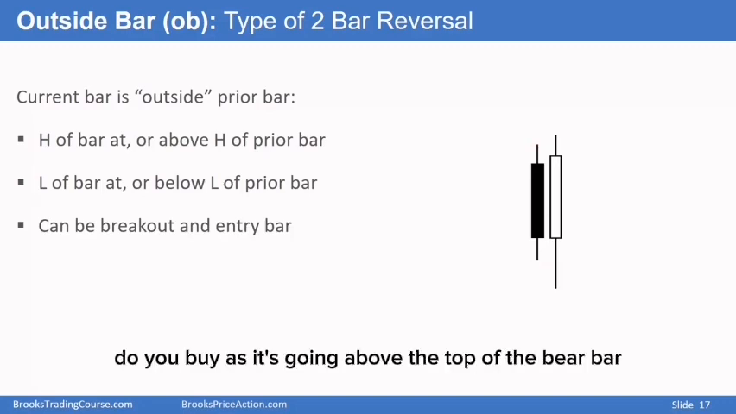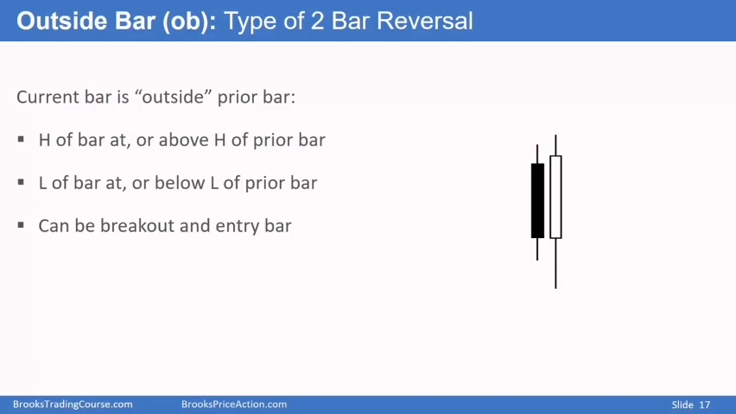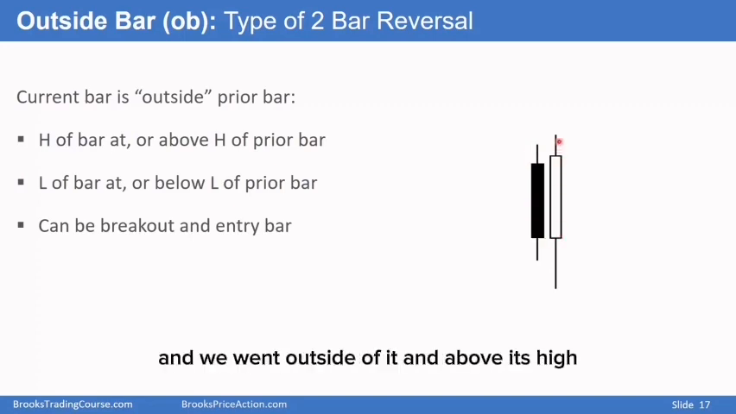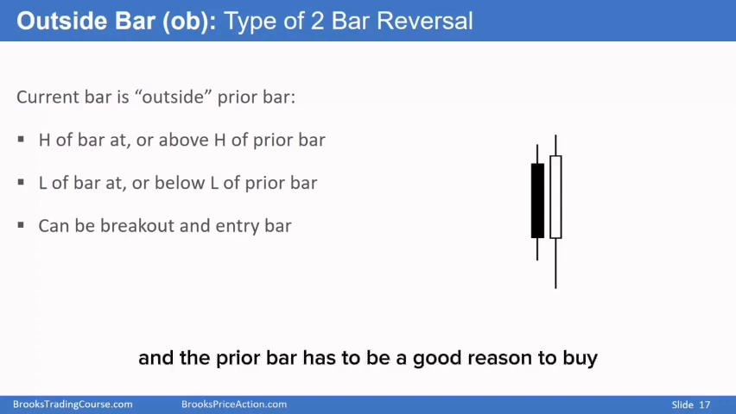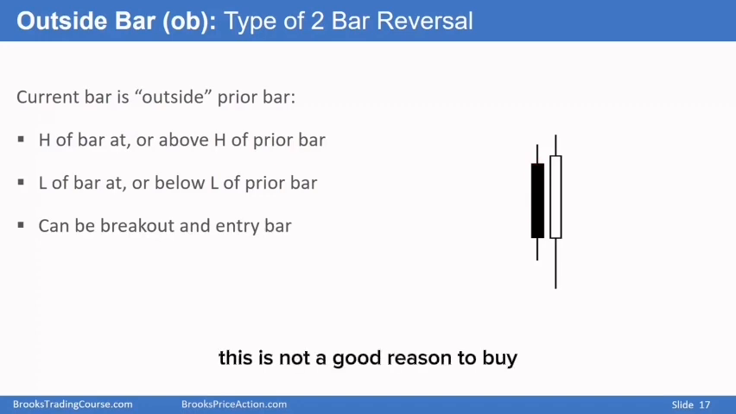Do you buy as it's going above the top of the bear bar? In general, I do not. If this was a good buy signal bar and we went outside of it and above its high, then I would buy as this bar goes above the high of this bar. But in general, I'm not looking to buy as the market goes outside up. The context has to be good, and the prior bar has to be a good reason to buy. This is not a good reason to buy. I prefer to buy above bull bars.